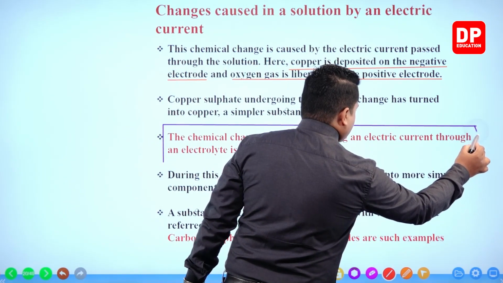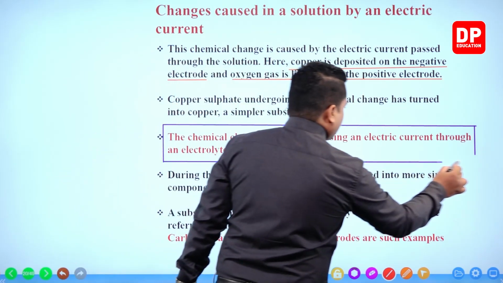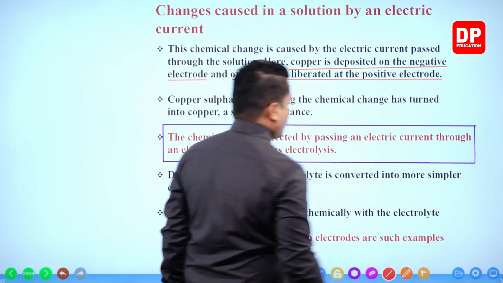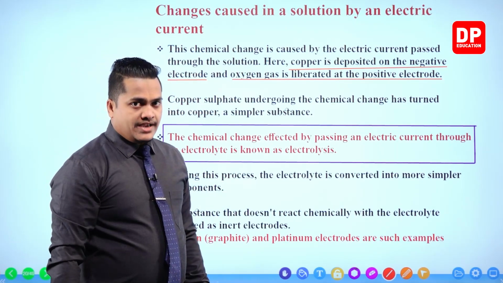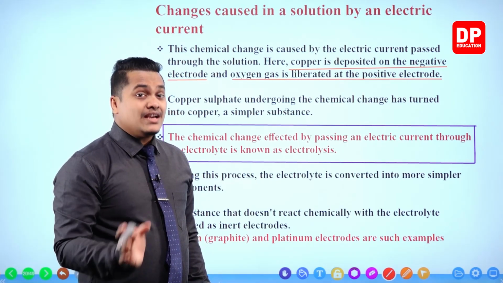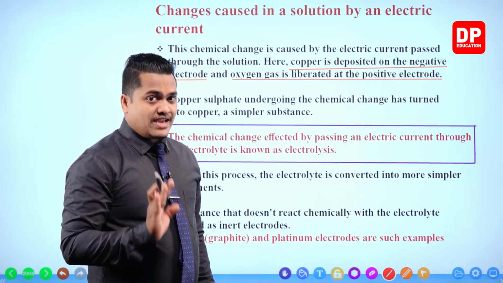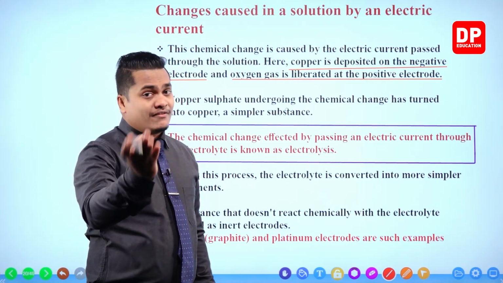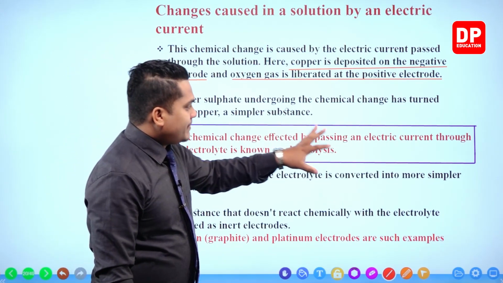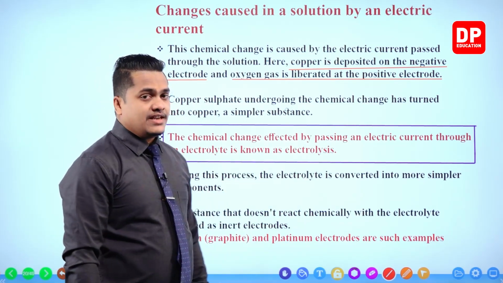Electrolysis is the process of generating an electric current through an electrolyte, right? No, the process of generating a chemical reaction, not an electric current. The process of generating a chemical reaction by providing electric current. So, chemical change effected by passing an electric current through an electrolyte is known as electrolysis.